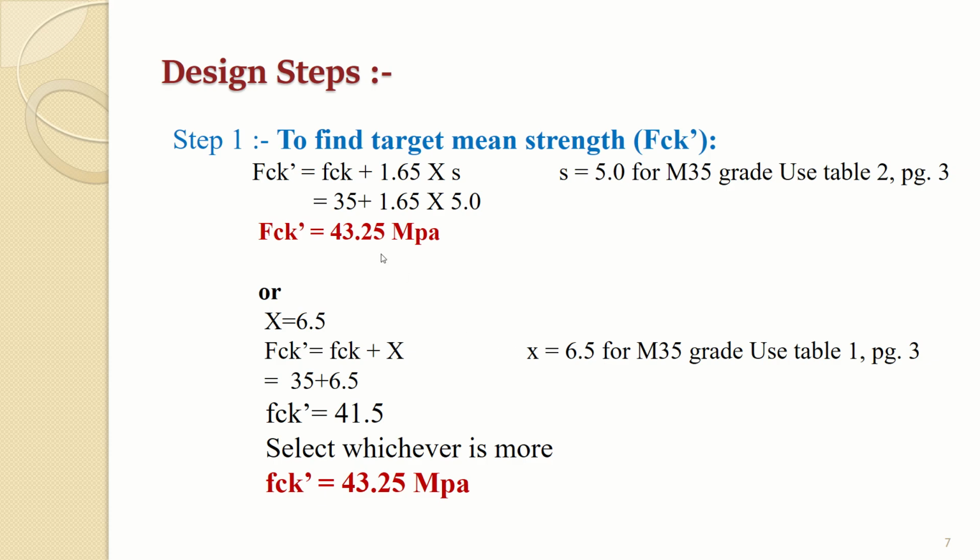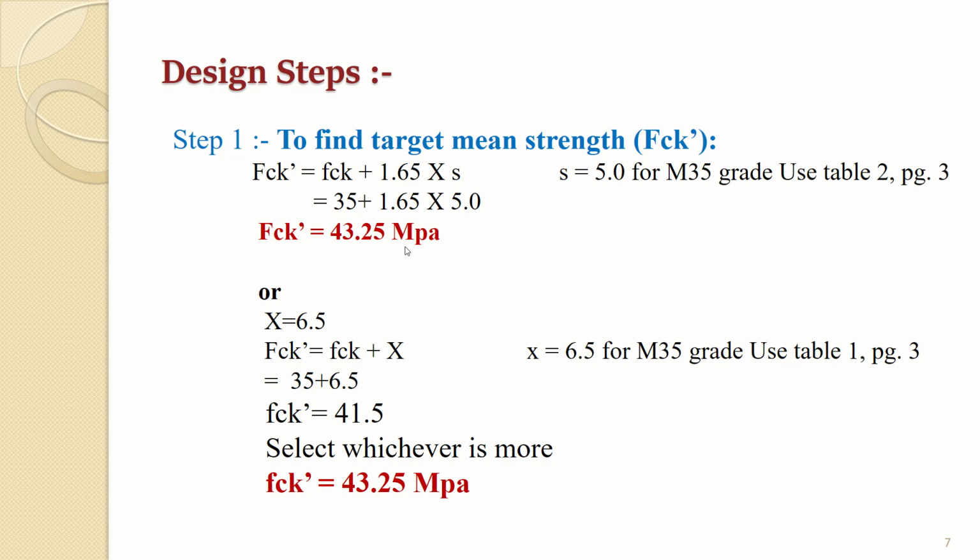Now starting with step 1, as per IS code 10262, the procedure is to find the target mean strength, that is f'ck. So f'ck is equal to fck plus 1.65 into S, where S is the standard deviation, and for M35 grade of concrete it is 5. So 35 plus 1.65 into 5.